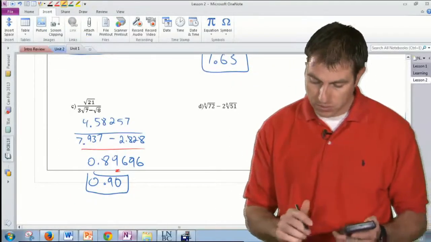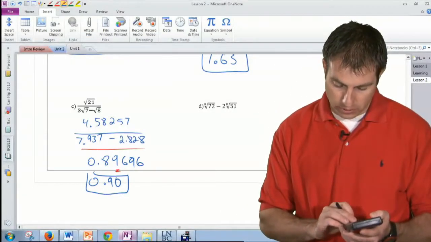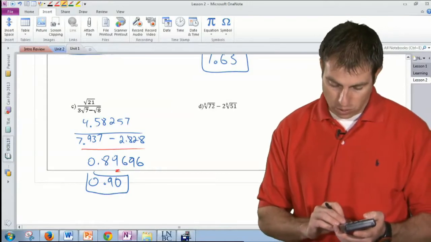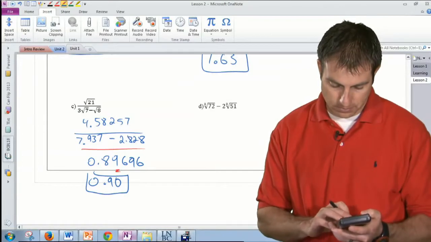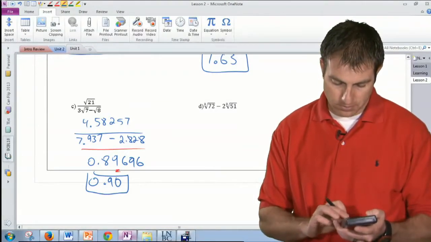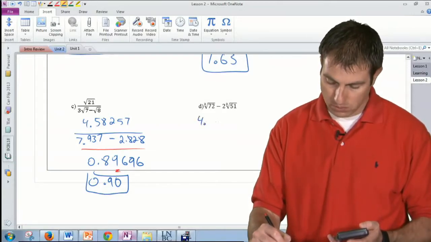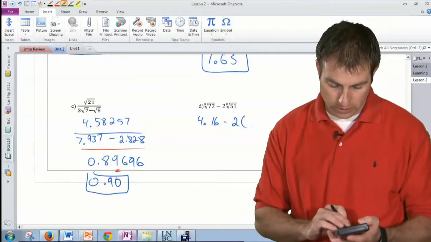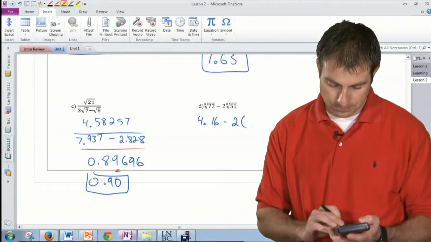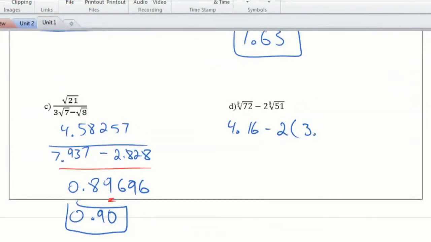And the last one's cube roots. So making sure you know how to use a cube root on your calculator. I'm going to take the cube root of 72, which is going to be a decimal. So that's going to be 4.16. I'm going to have 2 times the cube root of 51. I can do this in 2 steps as well. 3.708.